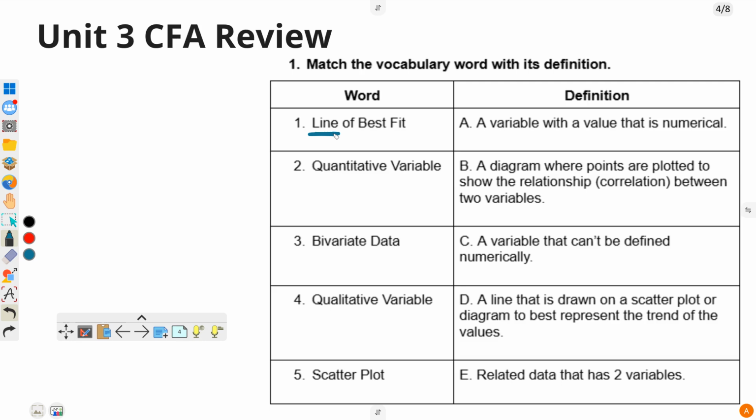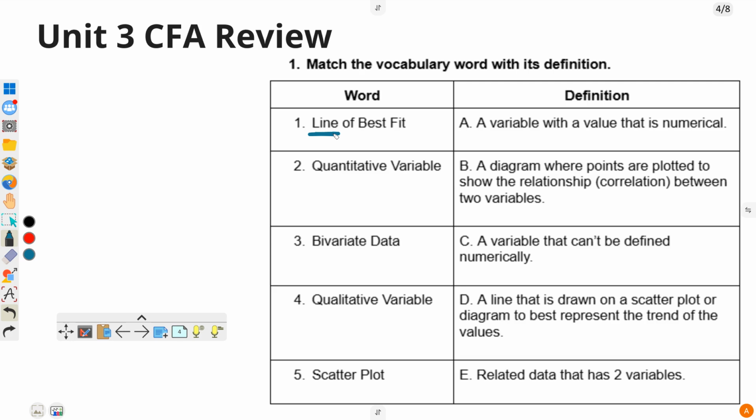A, a variable with a value that is numerical. B, a diagram where points are plotted to show the relationship or the correlation between two variables. C, a variable that can't be defined numerically. D, a line that is drawn on a scatter plot or diagram to best represent the trend of the values. Or E, related data that has two variables. Okay, so those are our definitions.